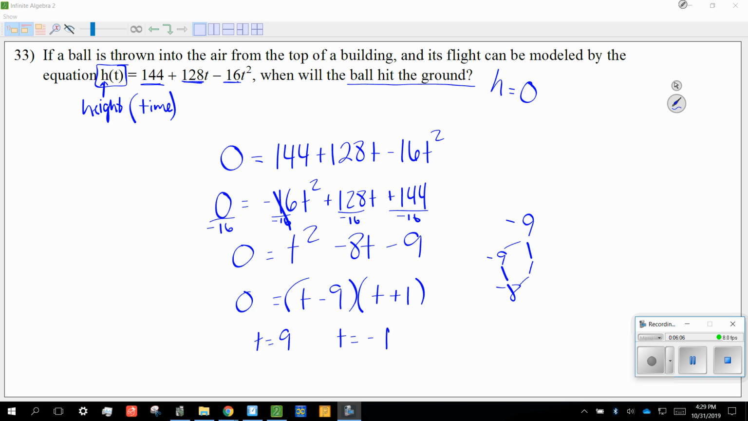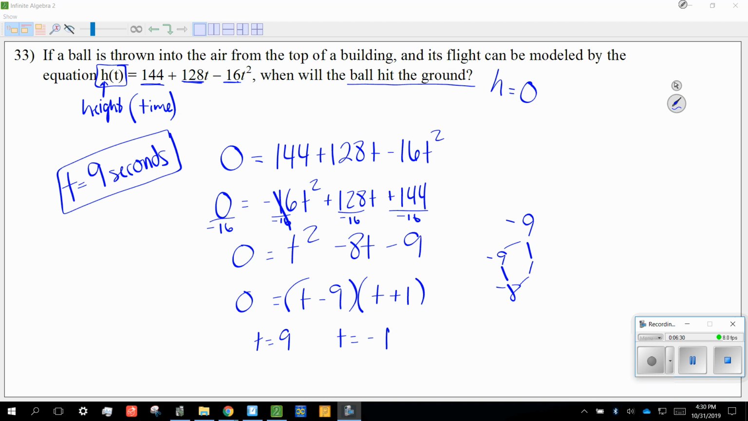And if those are times, which one makes sense? The 9, because we don't have negative time. Can't live in the past. So when t equals 9 what? It's 9 seconds in this case. So if we throw the ball at an initial speed of 128 feet per second up into the air from a height of 144 feet, that ball will stay in the air for 9 seconds before it hits the ground.